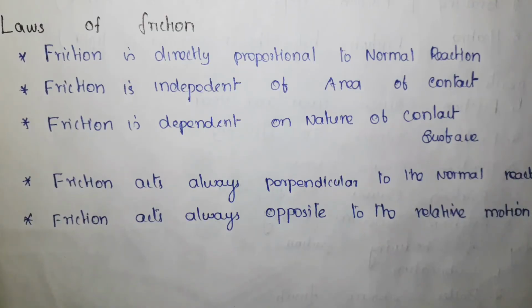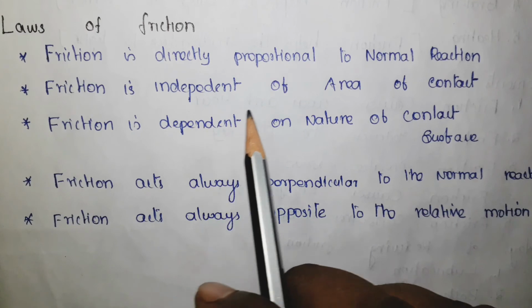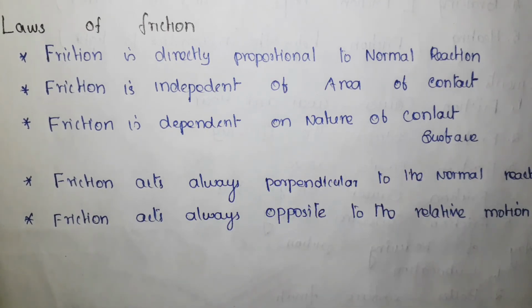Now let us go to the next topic, a very important topic, laws of friction. There are 5 important laws. First one is friction is directly proportional to the normal reaction. We already discussed this in my previous video. Then the second one is friction is independent of the area of contact between the two surfaces. Okay. Then third one is friction depends on the nature of the contact surface. If it is very rough, then you will have more friction. The coefficient of friction will be more. But if it is smooth, then the coefficient of friction will be less.